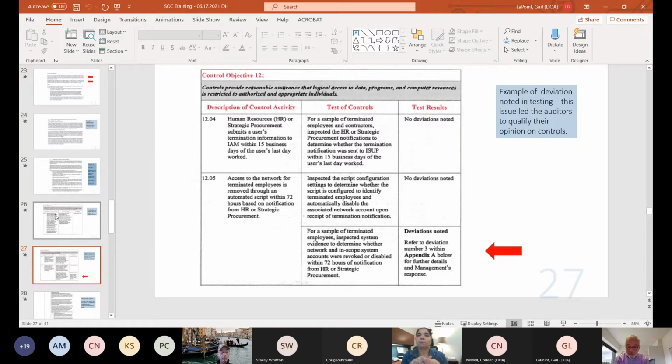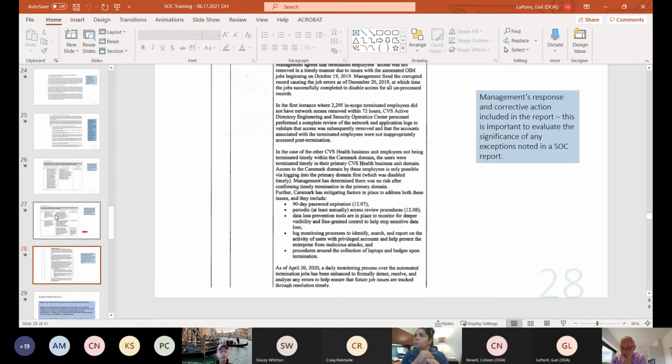So they had set up a nice control that was all automated, that as soon as somebody was terminated in the HR system, it went through and terminated their access. The problem was they found it was not working the way it should have. So that's where it created the deviations noted. And this would be a good example. If you see anything like that, they put it in bold here. I think it's easy to scan these grids and just be looking for that to see if there was a deviation noted.